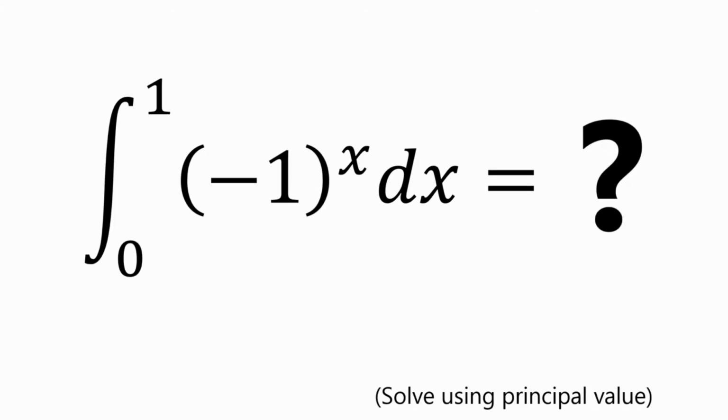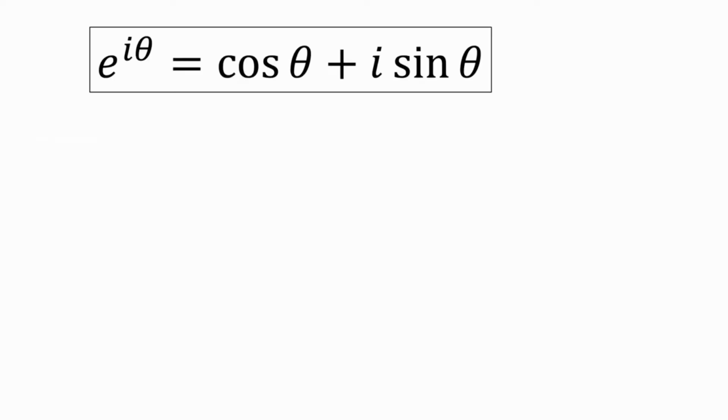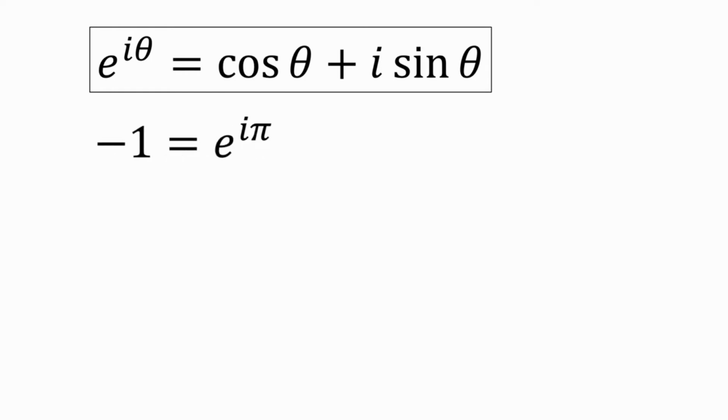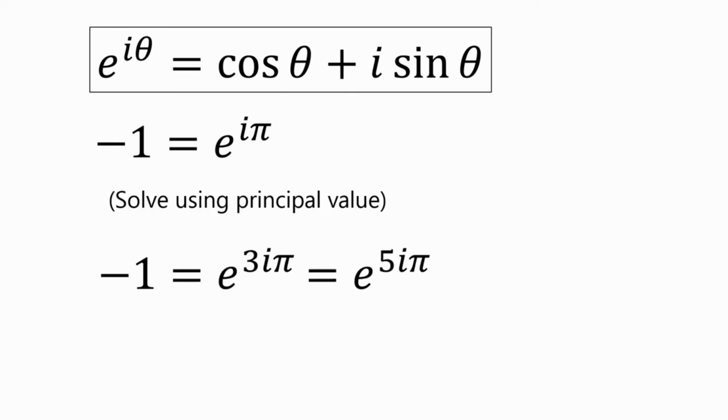solve this problem. We'll get started with Euler's formula that e to the i theta is equal to the cosine of theta plus i times the sine of theta. We substitute theta is equal to pi and then we simplify to get e to the i pi is equal to -1. Now we have to be a little bit careful here because that's not the only way that we can get -1. There are also other ways that you could get -1. But we'll focus on the principal value.